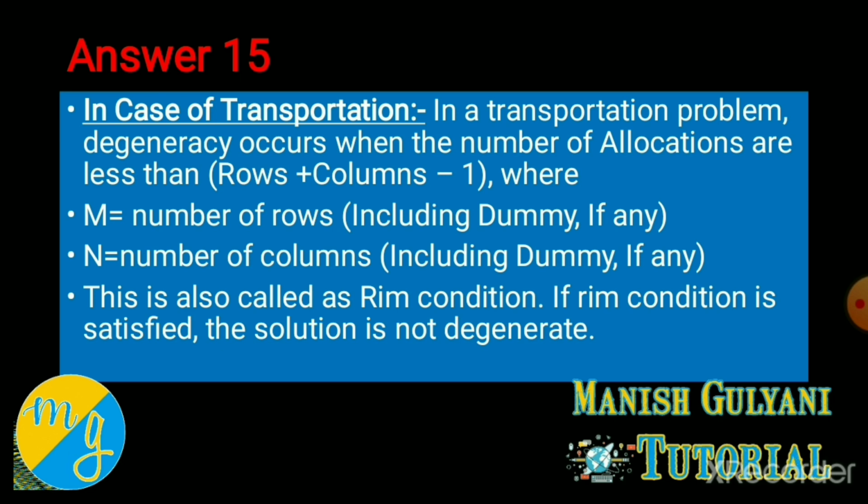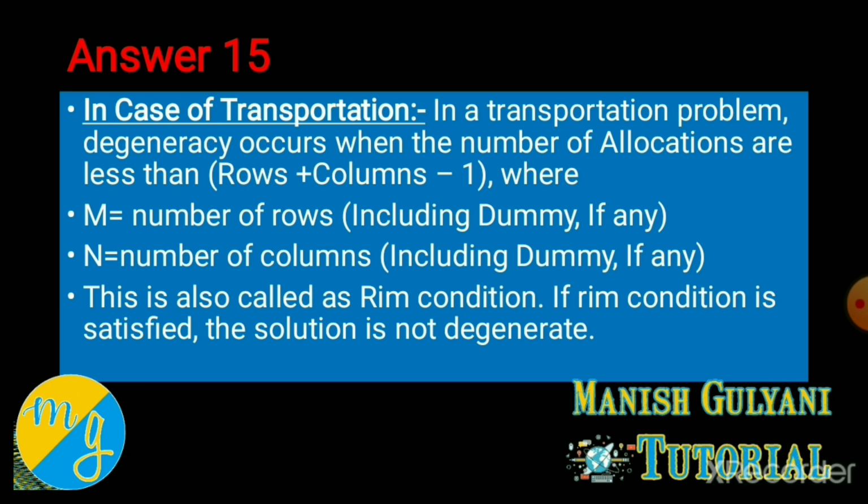Here m stands for the total number of rows including dummy, if any. n stands for the total number of columns including dummy, if any. One more thing, degeneracy in a transportation problem is also called the ring condition. If the ring condition is not satisfied, the solution is degenerate. That's also a case of degeneracy. Now the question arises how to remove degeneracy.